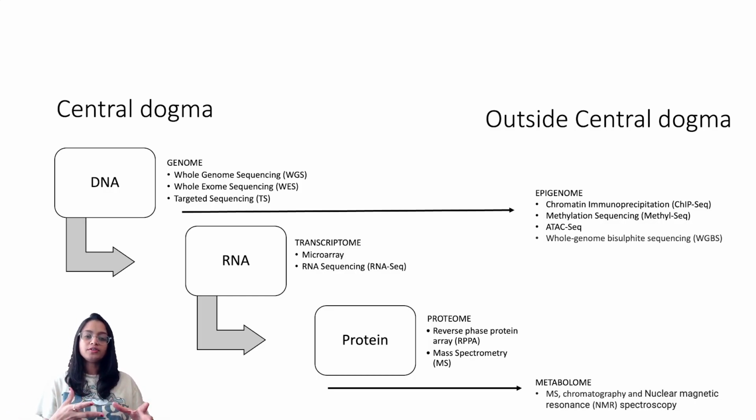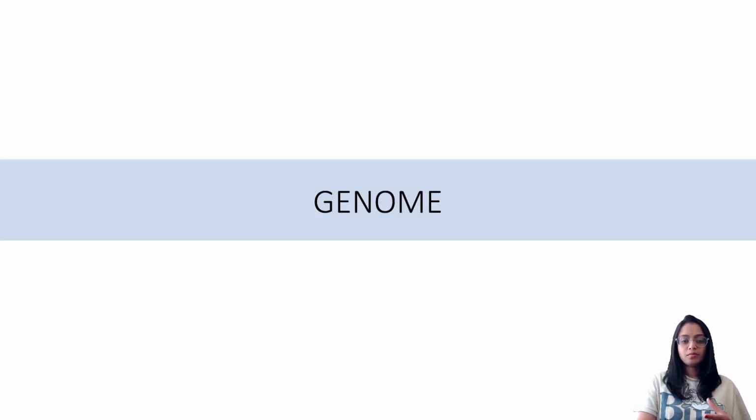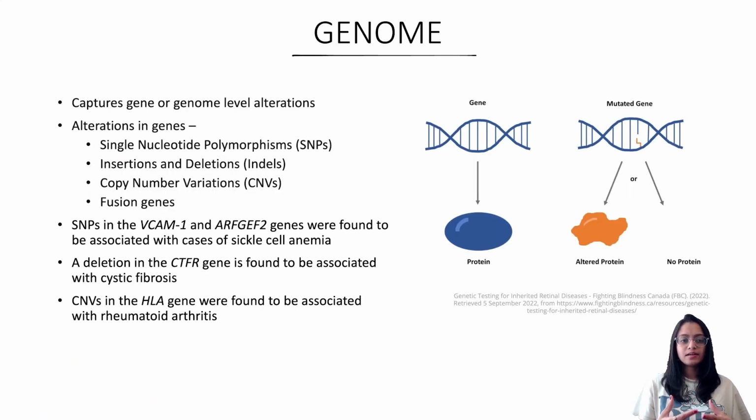We'll be talking about all of these data types in further detail, but the point here is that data is collected at various levels, and each type of data can be used to answer specific questions, and there are specific analyses that are performed which can help us leverage the information captured by each of these data types. So we'll start by talking about the genome, and the data at this level aims to capture gene or genome level alterations. And it's important to identify these alterations and study whether they result in a dysfunctional protein.